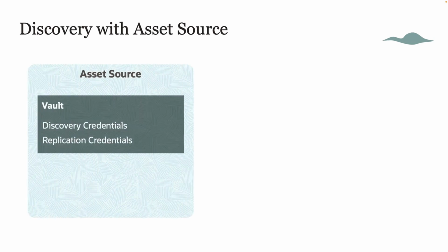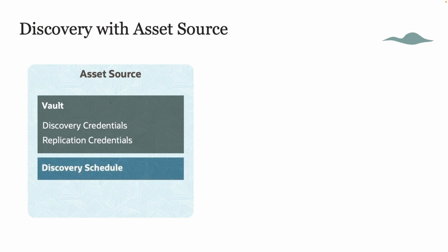The next configuration in the discovery process is the asset source. Asset source represents the connectivity information that you define for a source environment. OCI Vault service is used to centrally manage and maintain secret credentials to securely access these resources. You would add the username and password, those credentials, for discovery and also for replication as part of the asset source configuration.